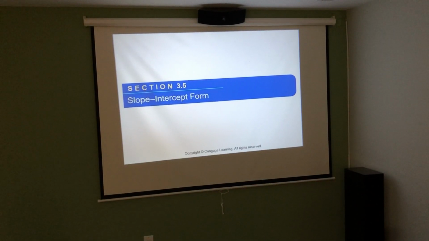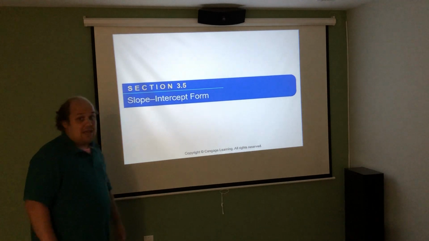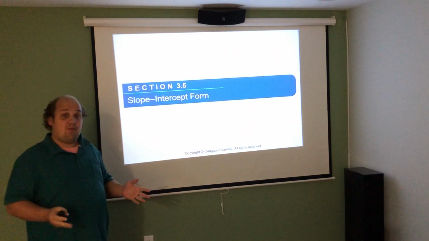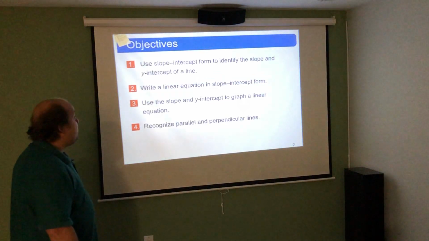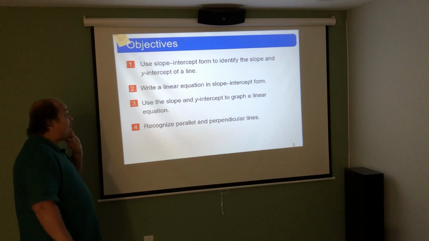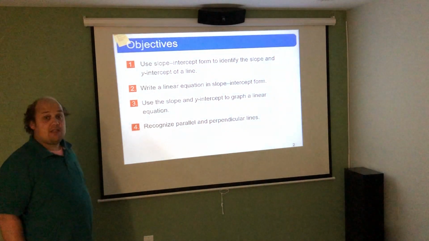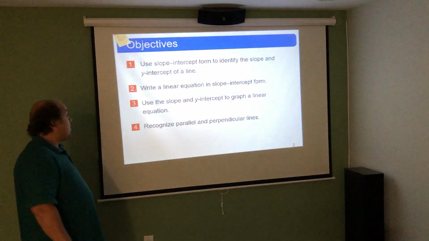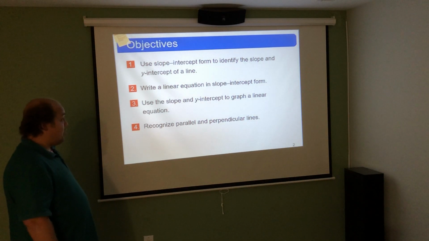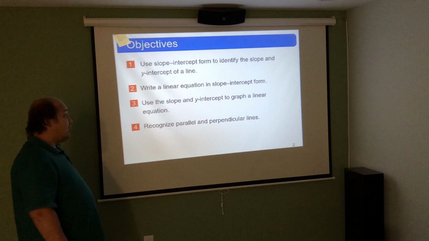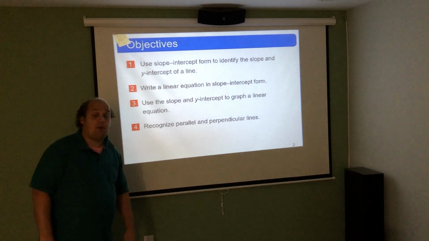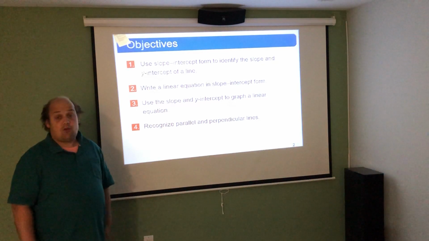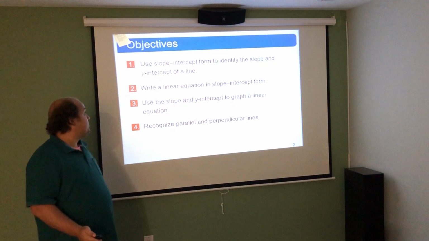Next lesson is called slope-intercept form, and it's pretty much what this whole unit's been building towards, an ability for us to put lines in a form which we can then quickly graph. So we're going to use slope-intercept form to identify the slope and y-intercept of the line from equations that are already put into slope-intercept form for us. We're going to learn how to write an equation in slope-intercept form. We're going to use the slope and y-intercept to graph an equation, and then we're going to be able to recognize parallel and perpendicular lines from their equations in slope-intercept form.